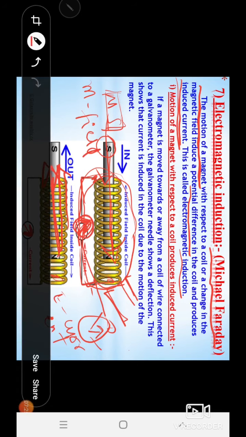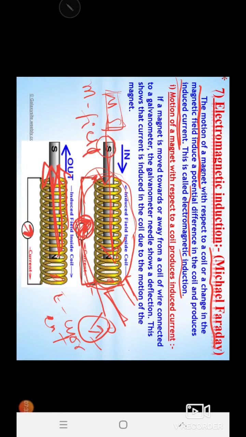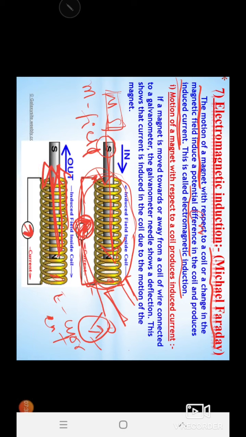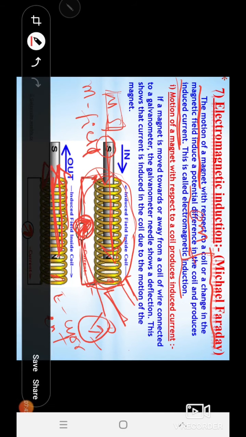So very important, keep in mind: the motion of a magnet with respect to a coil, or change in the magnetic field, induces a potential difference. It is also called EMF, electromotive force, in the coil and produces the induced current. This is called electromagnetic induction. So this is very, very important, children, try to keep in mind.